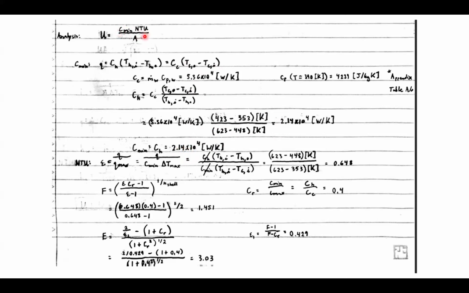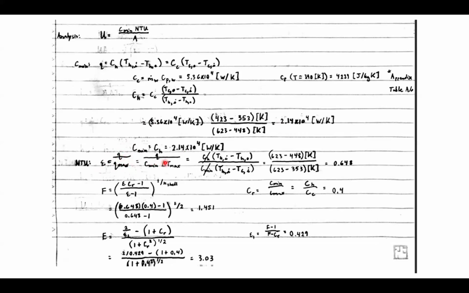Now we have to worry about the number of transfer units. And this is a little bit more complicated, not necessarily more difficult, but more complicated because there are a lot of equations given in the table I referenced before that we will need to use to solve for the number of transfer units. So starting off, we can solve for the effectiveness, this epsilon term, again, by dividing the maximum heat transfer rate by the actual heat transfer rate.